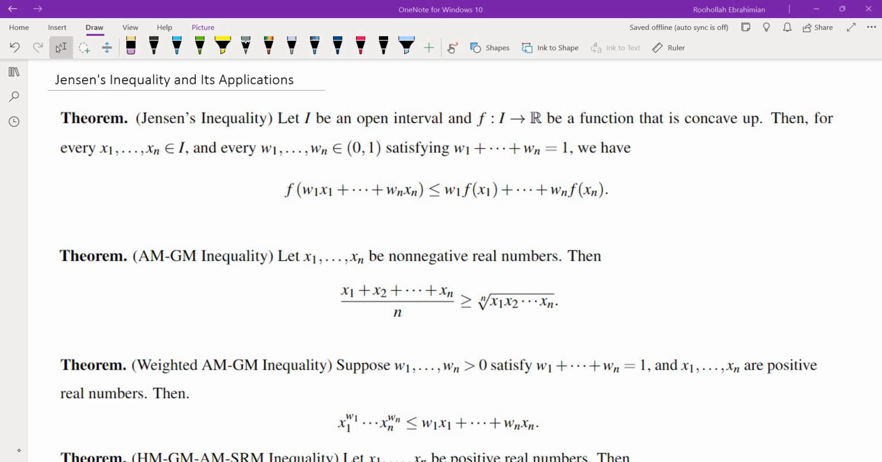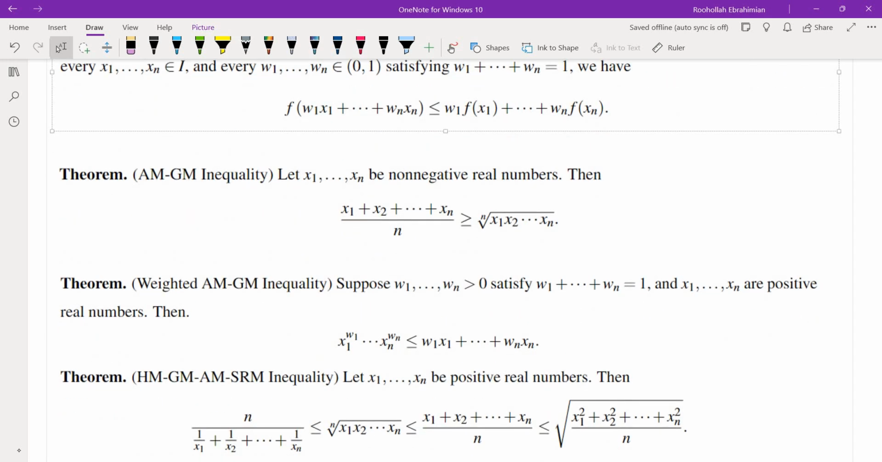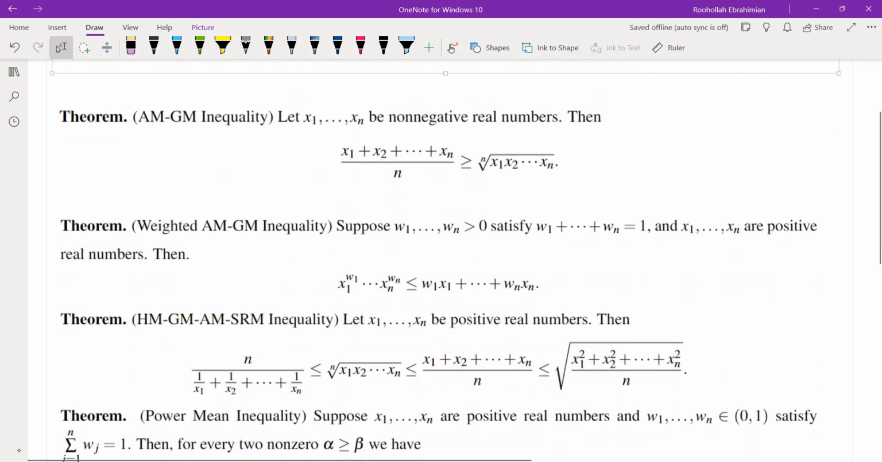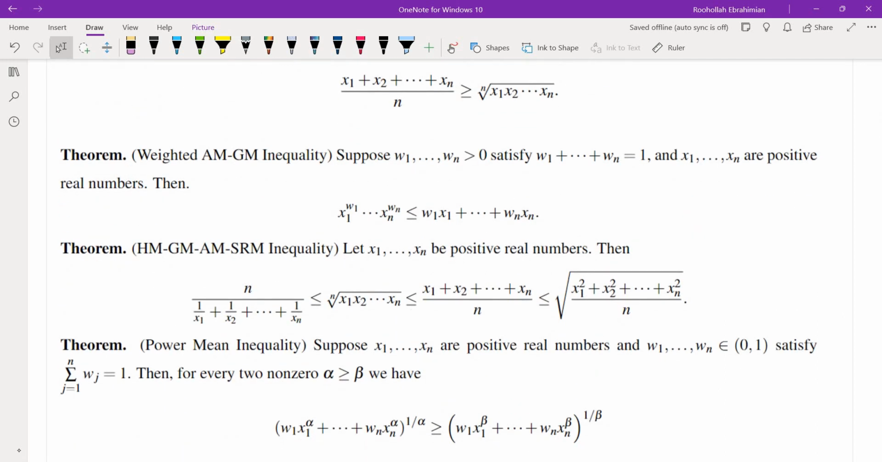We're going to use that and then apply it to a particular function to get to the weighted AM-GM inequality, the harmonic mean, geometric mean, arithmetic mean, square root mean inequality, and finally we get the power mean inequality, which is the strongest of these four inequalities that I have here.